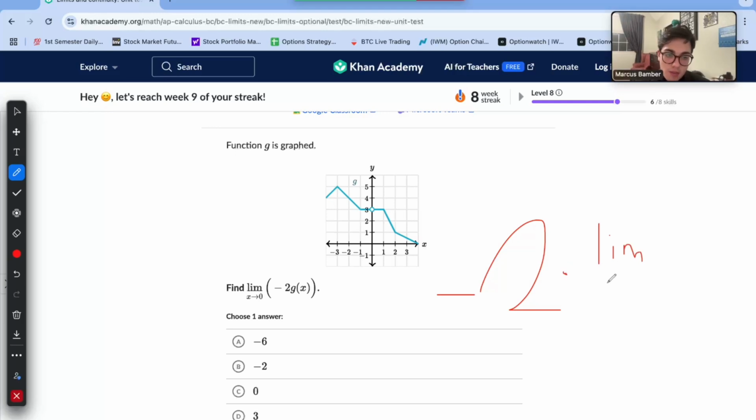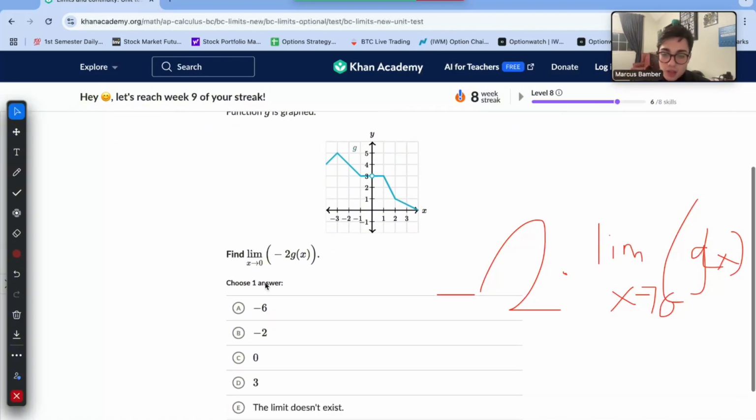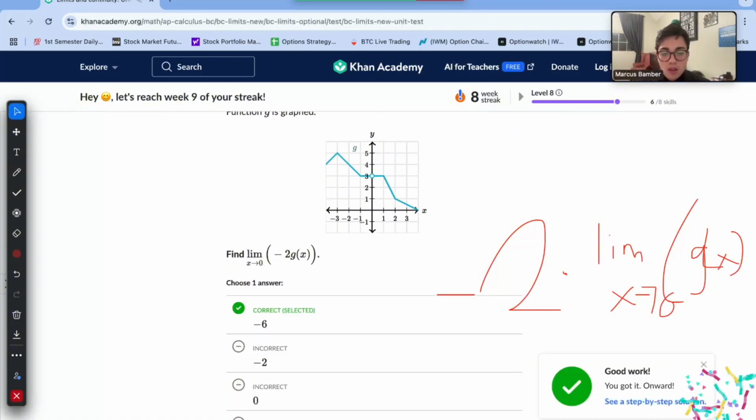Negative 2 times the limit as x approaches 0 of g of x. We just moved the constant outside. Even though it's undefined there, we can see from the left side it approaches 3, and from the right side it approaches 3, so the limit is equal to 3. We multiply 3 times negative 2, and we're left with negative 6.